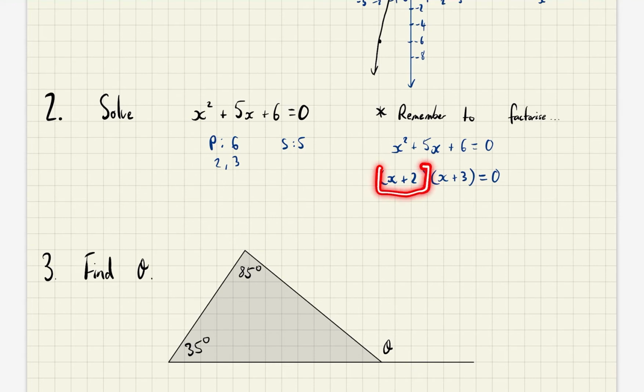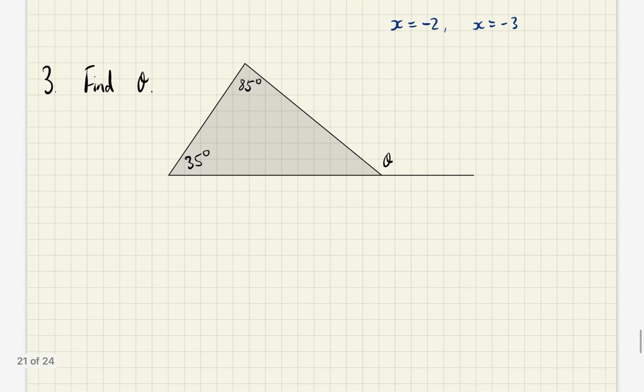Now to solve, it's actually quite easy. What value of x will work to make this equal to 0? Because then it'll be 0 times something, which would equal 0. So for this, it's going to be negative 2. And for this one, it's going to be negative 3, which ends up being the opposites of the signs in there. So x equals negative 2 and x equals negative 3.